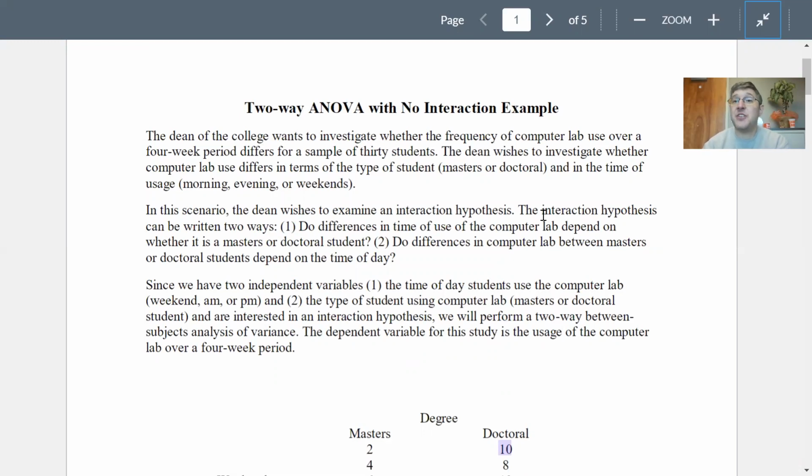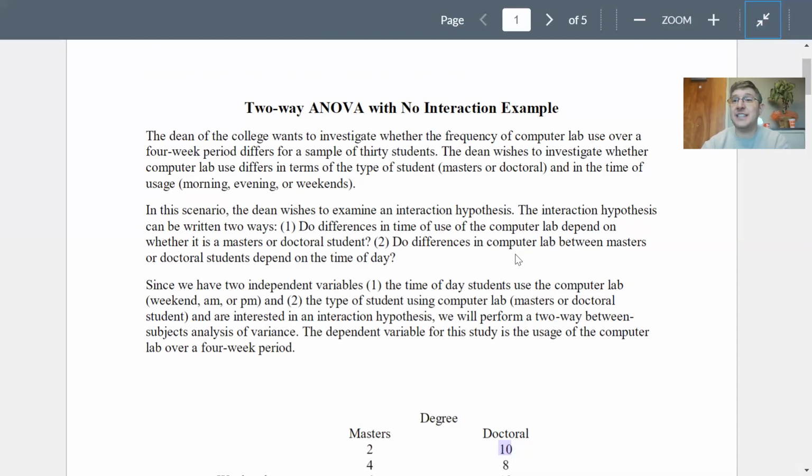So in this scenario, the dean wants to investigate an interaction hypothesis. So we can think of this as either, do differences in time of the computer lab use depend on whether it's a master's or doctoral student, or do differences in computer lab use between master's and doctoral students depend on the time of day that the lab is used. Since this is the example with no interaction effect, we're going to say that that doesn't matter.